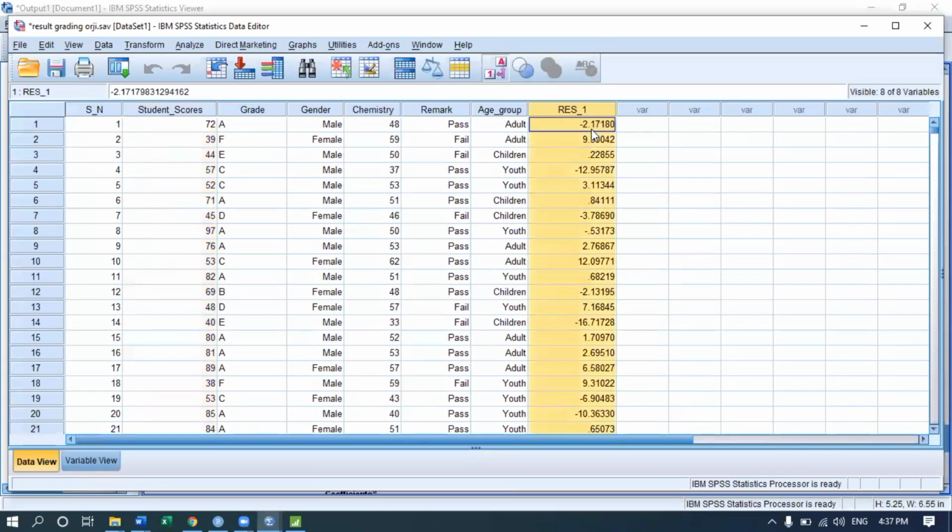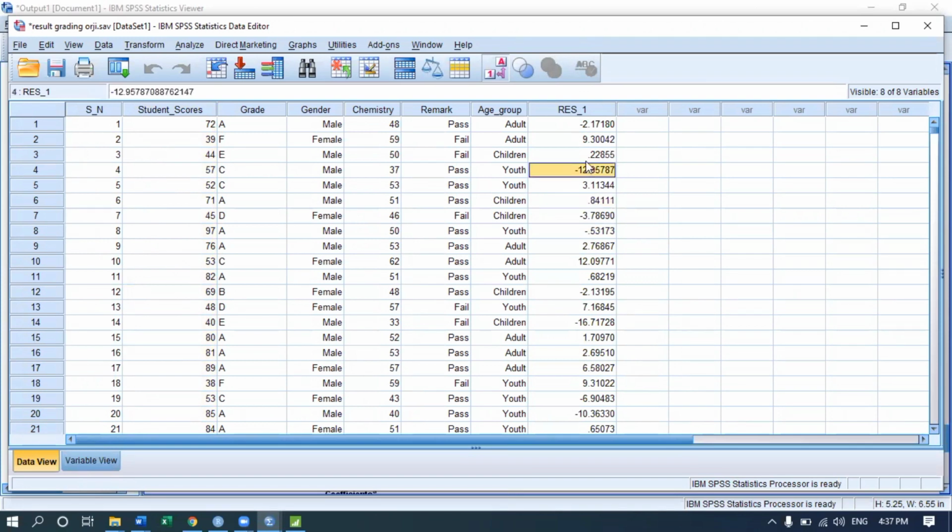Now, these error terms must not be correlated, must not have any relationship. This must not have any relationship with this. This must not have a relationship with this. This should not have a relationship with this. This should not have a relationship with this. So that's what we mean by the error term must not be correlated.